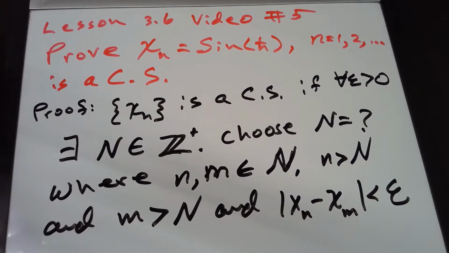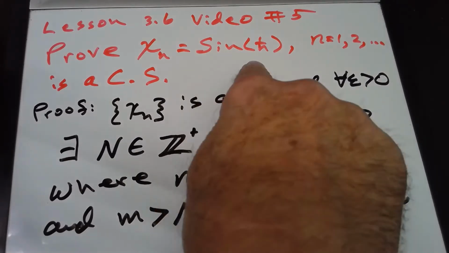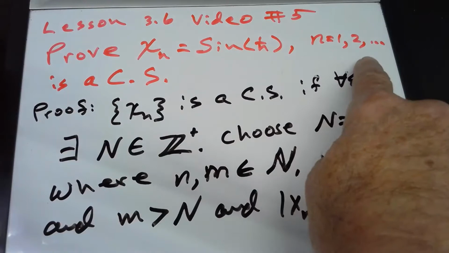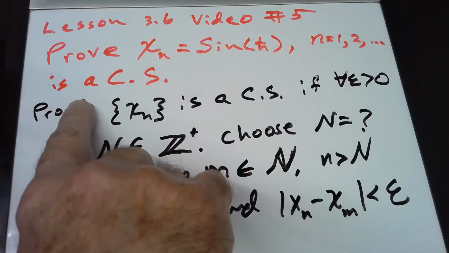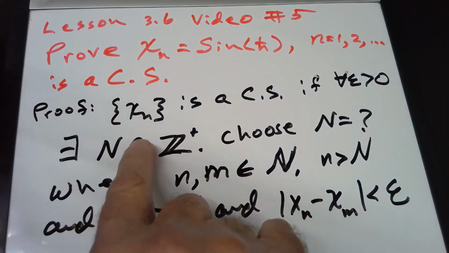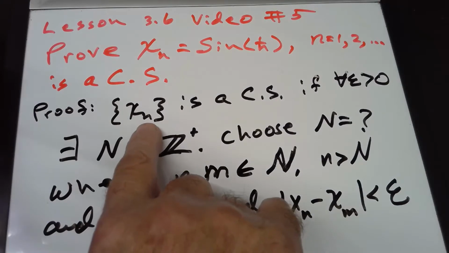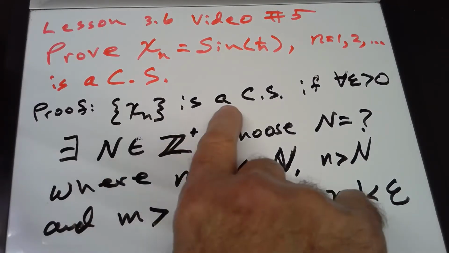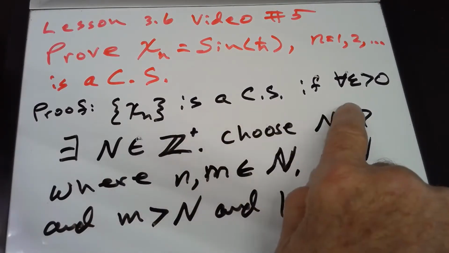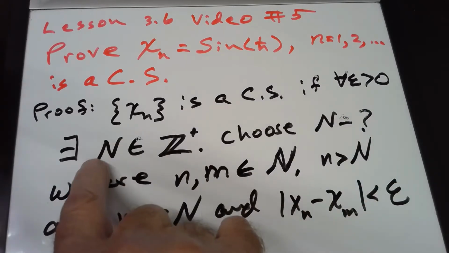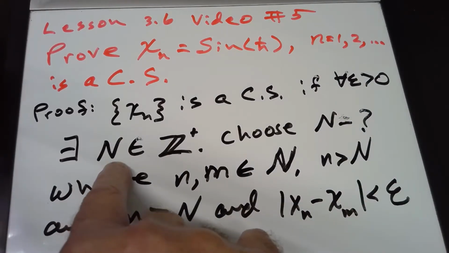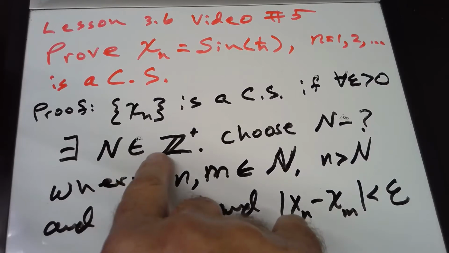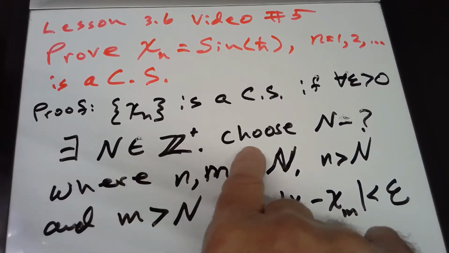Okay, this is lesson 3.6, video number 5. Prove that our sequence x of n is equal to sine of 1 over n, where n is 1, 2, and it goes on through infinity, is a Cauchy sequence. Prove x of n is a Cauchy sequence: for all epsilon greater than 0 there exists an n, which is an element of the positive integers.